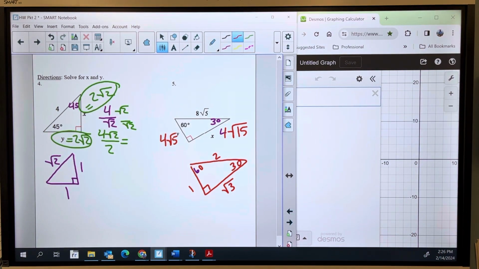I can set up proportions to solve for these same things if that multiplying and dividing doesn't work for you. If you need something else, it's another great way to approach these problems.